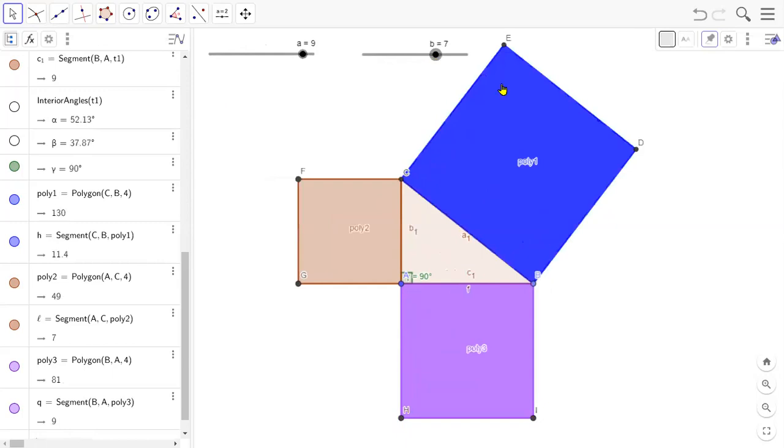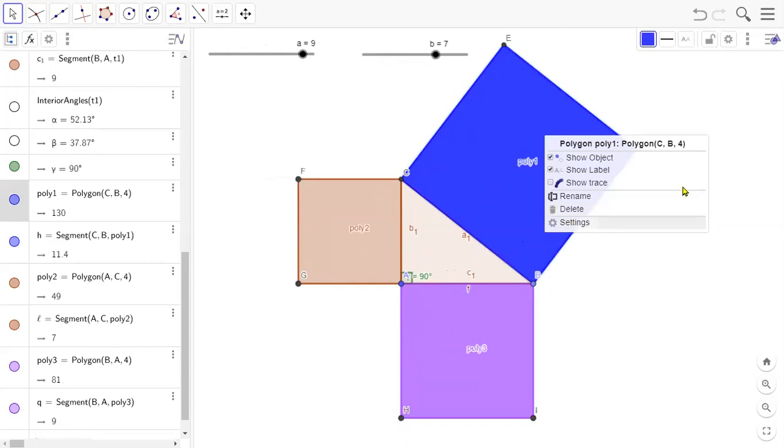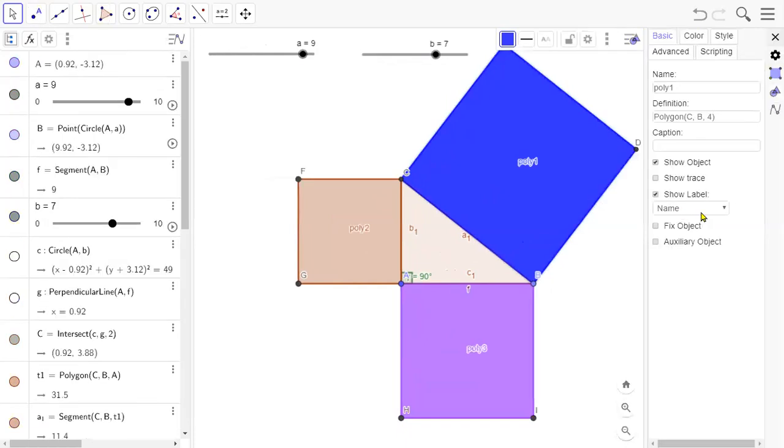Okay, and let me show the area of these squares. Let me go to the select tool and the settings for this. And from the settings we can show the value here.